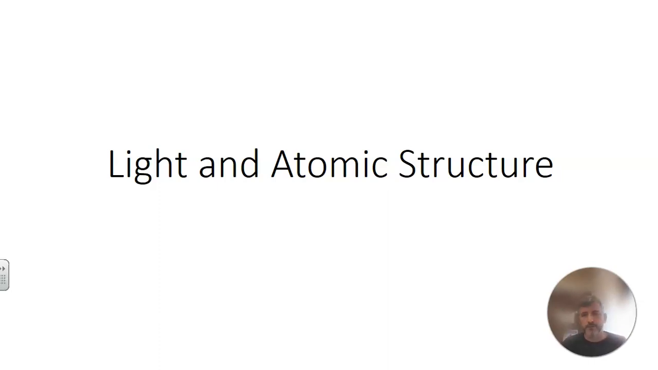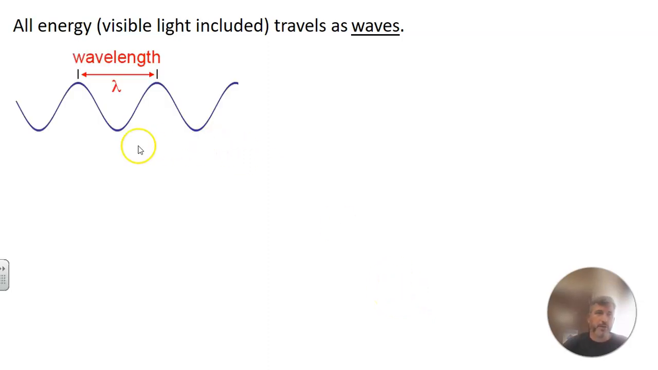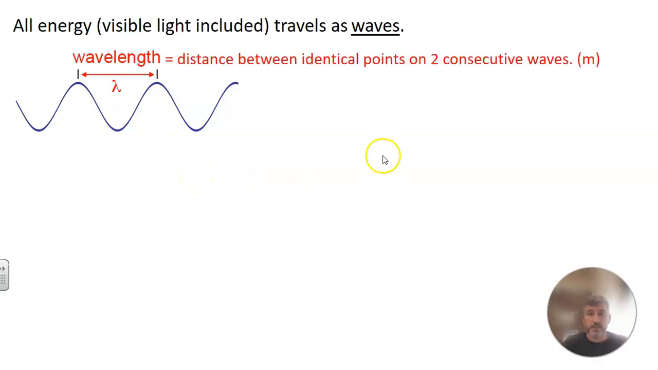Okay, so the first thing we have to understand about light is that it travels as waves. You can think of the anatomy of a wave as something like waves on a lake or waves on the ocean. They each have a wavelength. Wavelength is the distance between identical points on two consecutive waves, and it's measured in meters. You could measure it in nanometers or centimeters if it's a small wavelength.